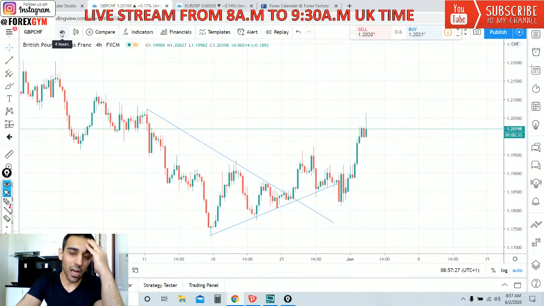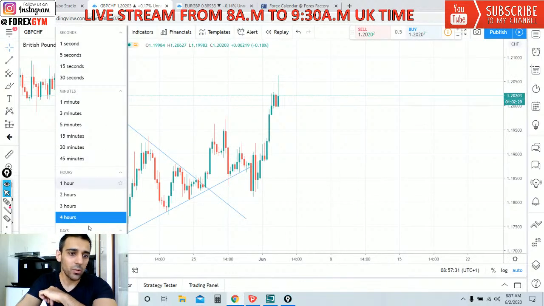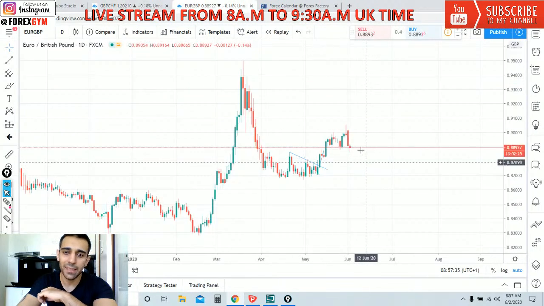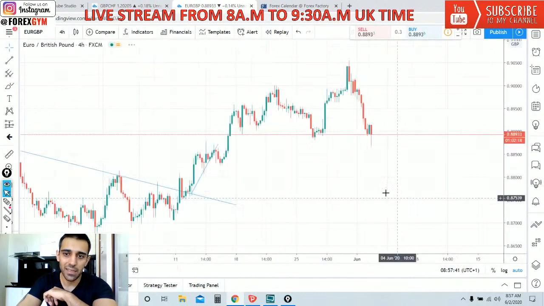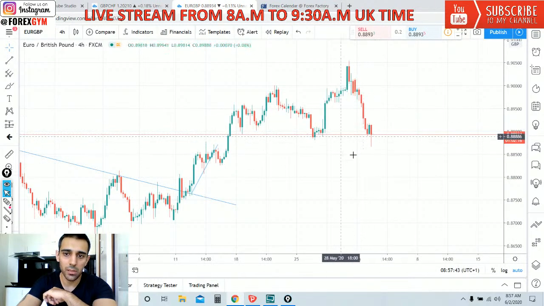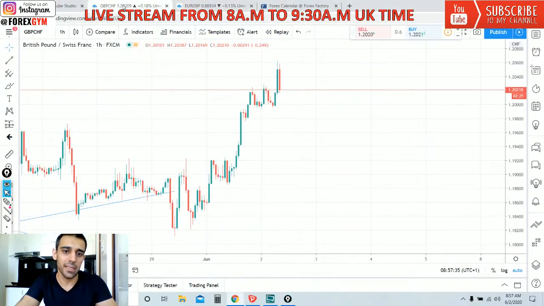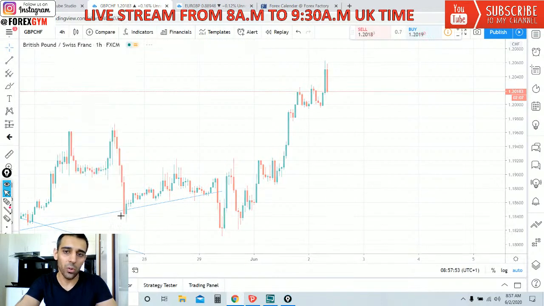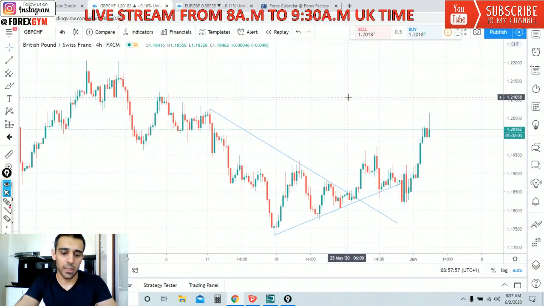In terms of these, I would put both of them on a waiting list. At least I do want to see this 4-hourly candle to close. I was thinking maybe not, but the way it's looking, it doesn't make me not trust it. So I would want to wait and see this 4-hourly candle to close. That applies the same to the British pound Swiss franc as well, because they do look very similar in terms of the trade. They do look pretty similar.